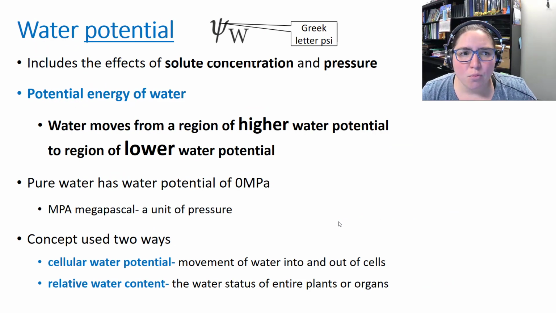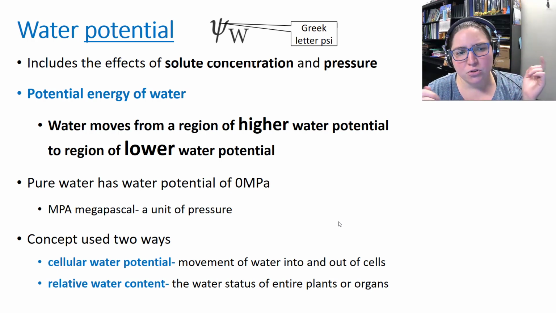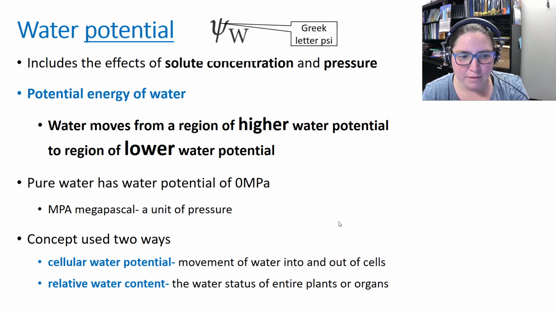So this next part about water potential, this is really a way to keep track of how water moves. Water potential includes the effect of both solute concentration and pressure, and this is really the potential energy of water. So water moves from a region of higher water potential to a region of lower water potential. And pure water has a water potential of 0 megapascals. A megapascal is just a unit of pressure. If you get into physics, I imagine they'll talk to you more about that.